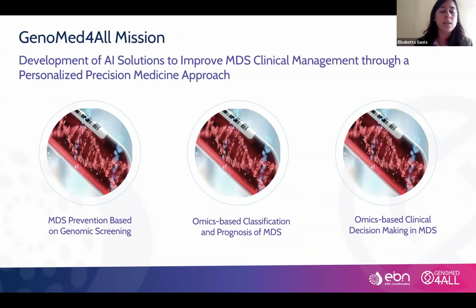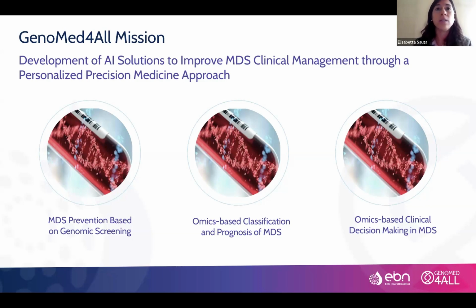The first one is linked to the MDS prevention based on the genomic screening, given the genomic heterogeneity for these patients. The second one, which is linked to the first one, is trying to define AI solutions, AI algorithms that can help the classification and the prognosis of MDS patients using different data modalities, not only the clinical and the genomic, but coming from other omics data layers.